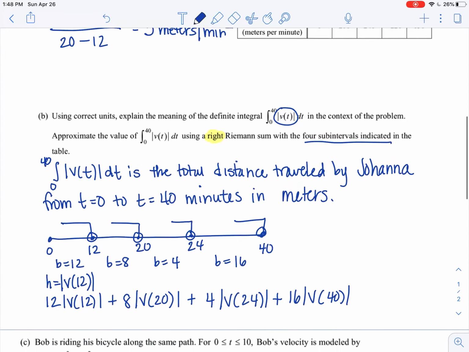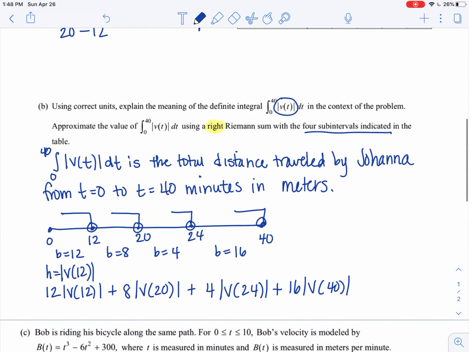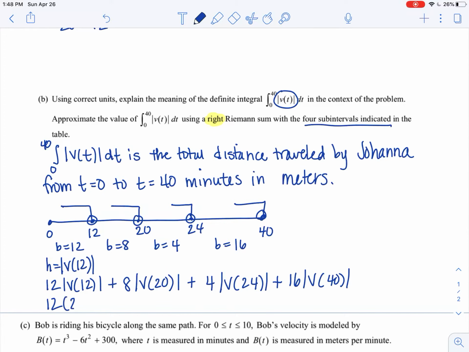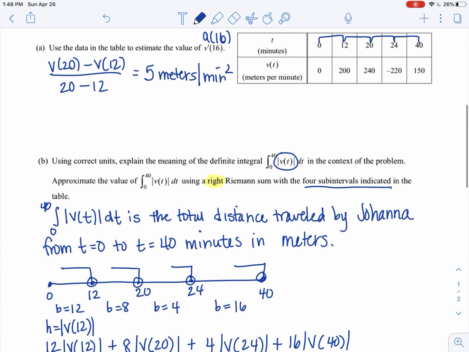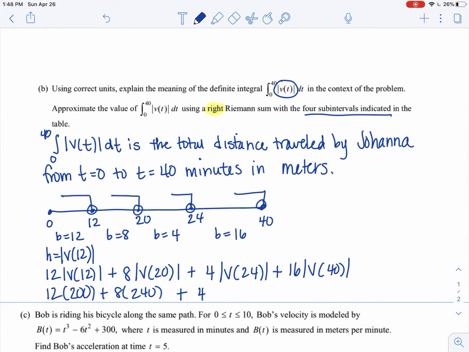I think you should probably write that out first just as part of your calculations and then go back and pull the values from the table. V of 12 is 200, so 12 times 200 plus 8 times 240. Okay, watch the next one.